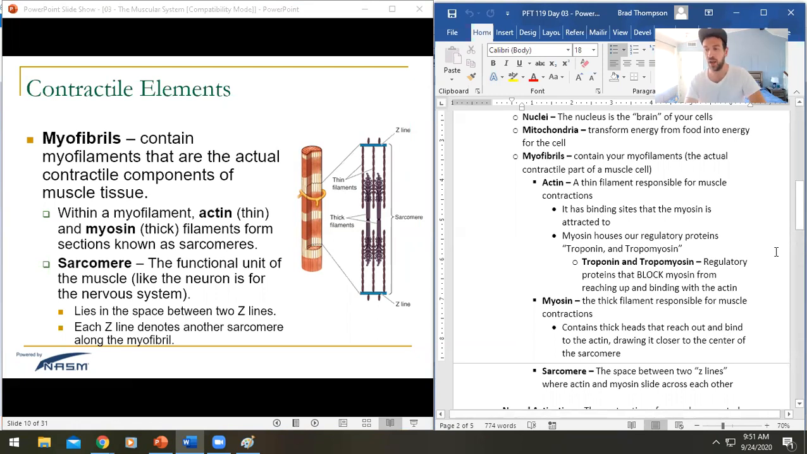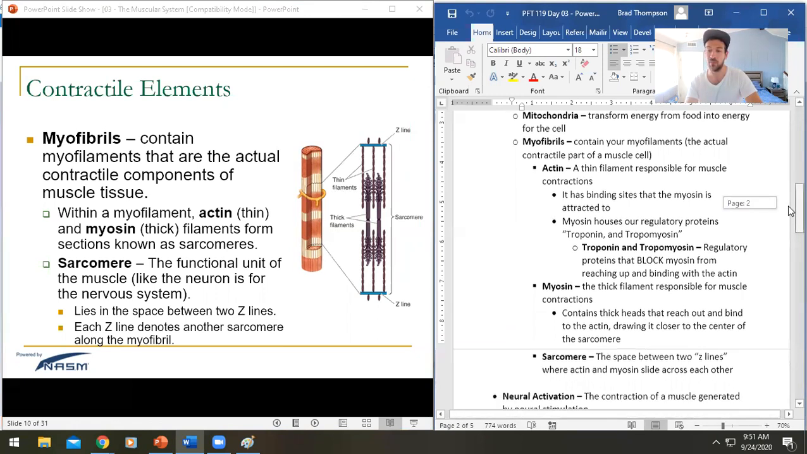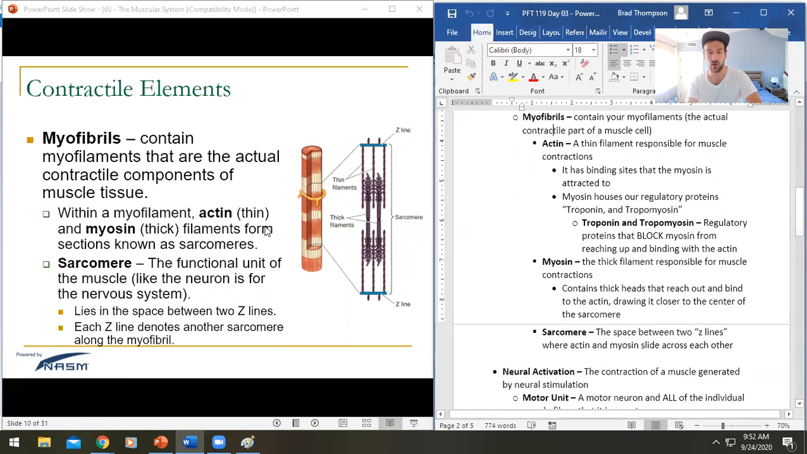So your myofibrils contain your myofilaments, right? Your myofibril is sort of the whole section, and the myofilaments are this guy right here and this guy right here, right? Of your two myofilaments, one that you definitely want to have in your notes is actin. Actin is the thin filament that is responsible for muscle contractions.